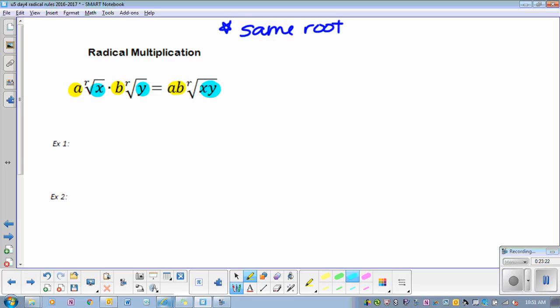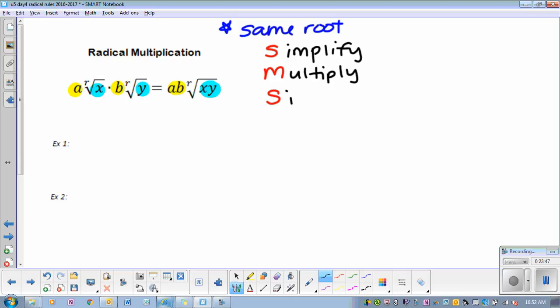All right, and the other thing, actually, that is pretty important is I want you to follow something called SMS, which is simplify. We simplify our radicals first. That's breaking it down, right? And then we multiply. And then we simplify again if we need to, okay?